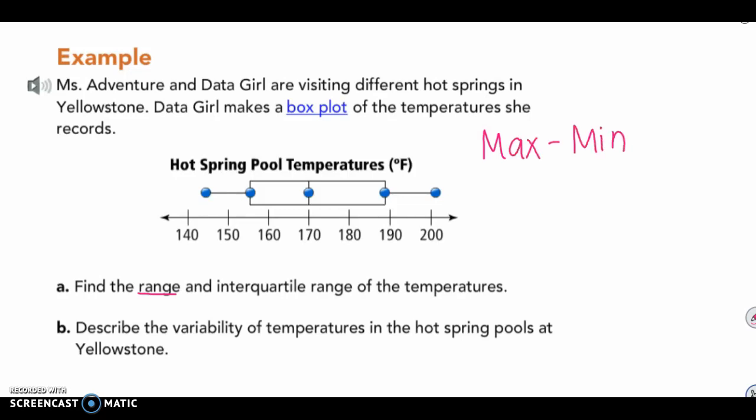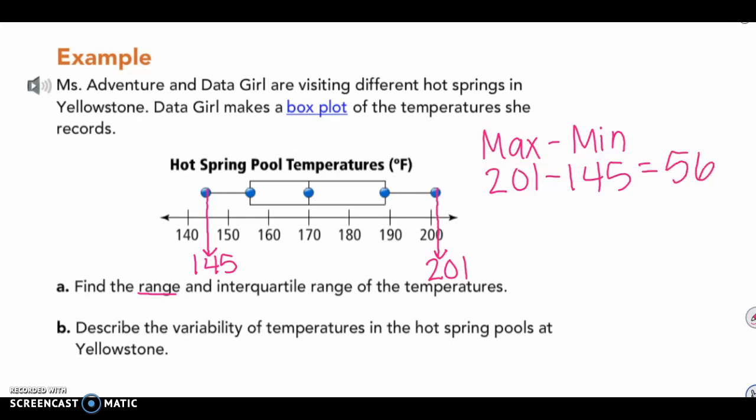My maximum value is listed here. It's a little above 200, so we could say 201 is our maximum. And our minimum value is here in the middle of 140 and 150, which would be 145. When we subtract 201 minus 145, that gives us a range of 56.